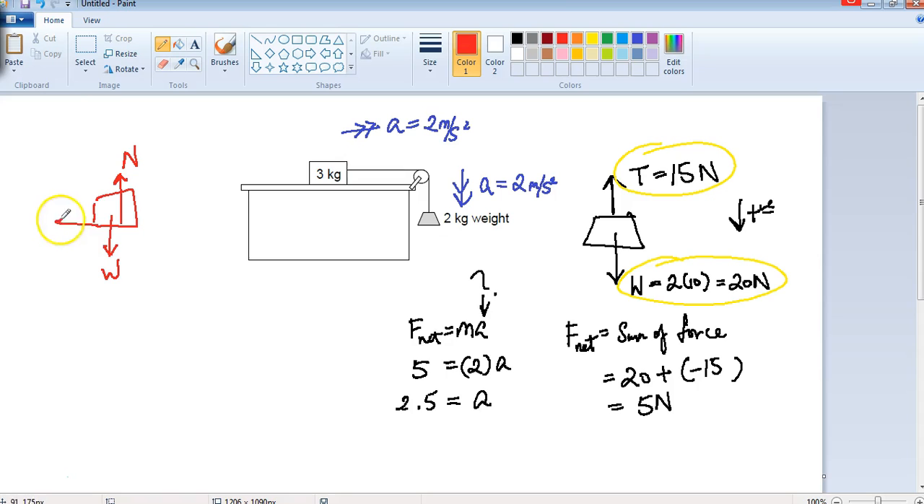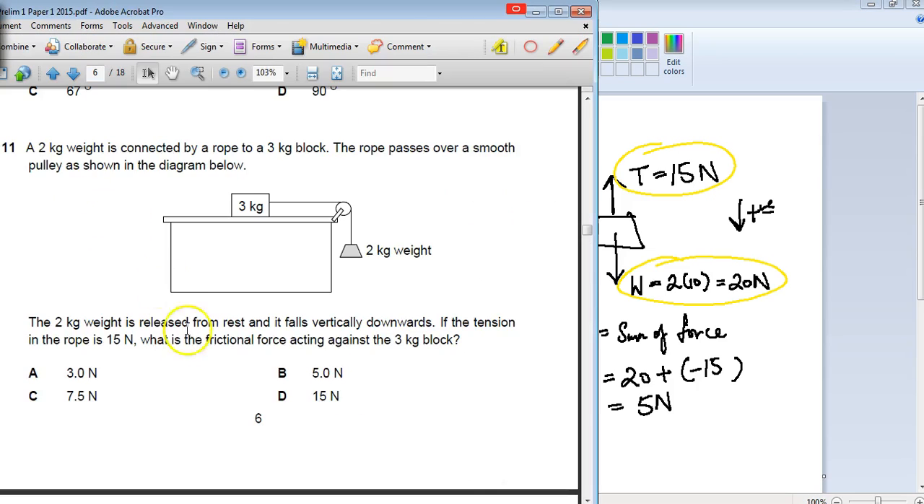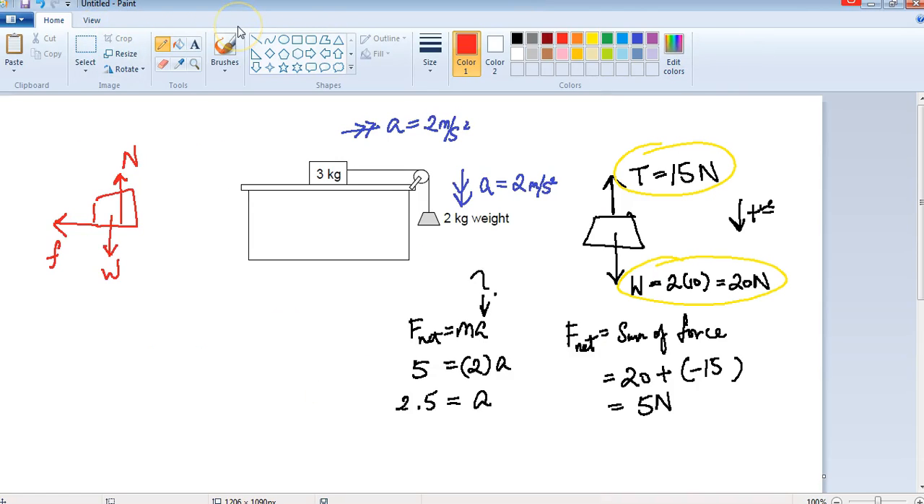Then I also know that there is friction down here, as indicated in my question right here. You can see that there is a frictional force, and that frictional force is actually what we want to find. And then of course this block is pulled by the rope, so there is a tension force here. Now since the rope connecting the 3 kg and the 2 kg block is the same rope, they must share the same tension, right? Otherwise the rope will break. So therefore we know that this tension has to be 15 Newton as well.